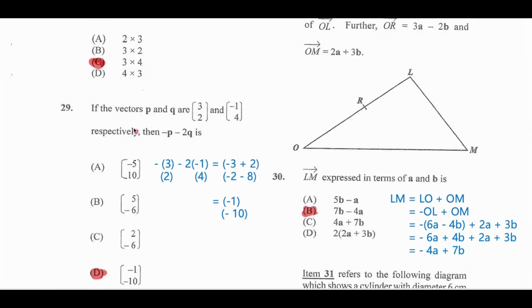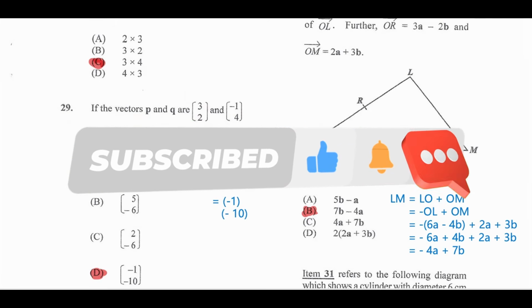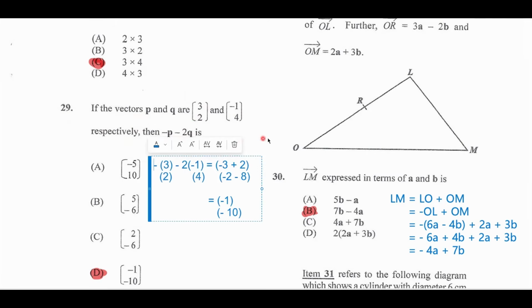C. If vectors P and Q are 3, 2 and 1, minus 1, 4 respectively, then minus 3P minus 2Q is... All right, no problem. I try my best here. I couldn't really get the brackets, of course. If I have 3 and 2, that's a matrix here. If I had the minus in front, minus 2 by minus 1, 4, what will that give me? So it's minus 3. Minus 1 minus is a plus. So it's minus 3 plus 2 on top. And below, minus 2 by 4. Minus 2 by 4 is minus 8.